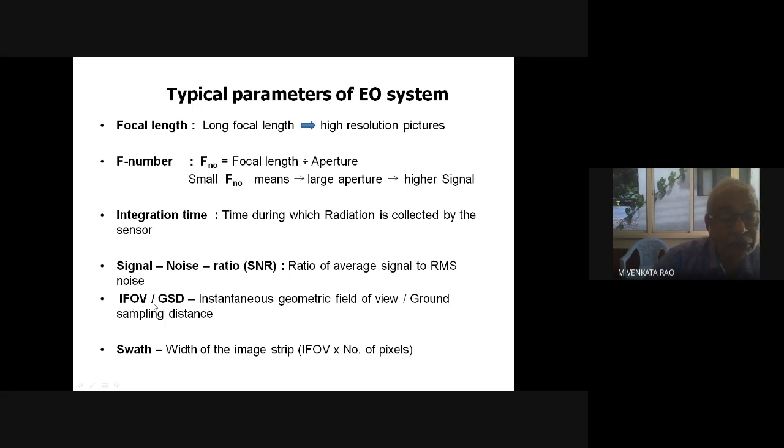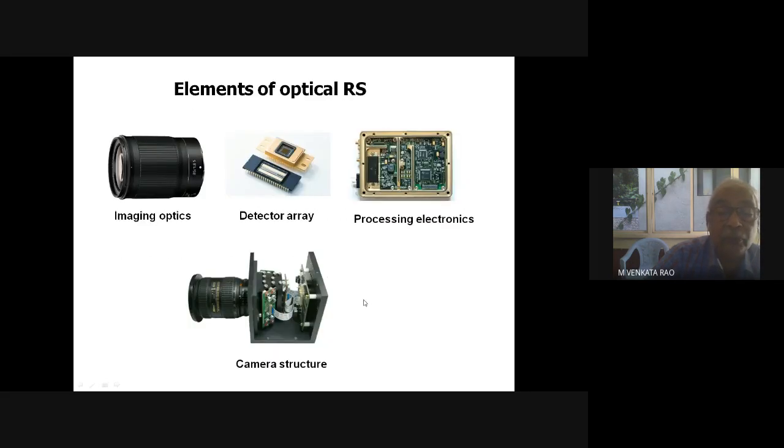IFOV, GSD. See, spatial resolution is a slightly loose term. We use it generally, if I am explaining, this is a 30-meter resolution picture, this is a 1-meter resolution picture, like that. But technically the resolution is explained in terms of IFOV, instantaneous field of view, or ground sampling distance, GSD. This I will explain. Then swath is the width of the image strip. That is one IFOV element, 1 pixel, times the number of pixels, that gives the swath.